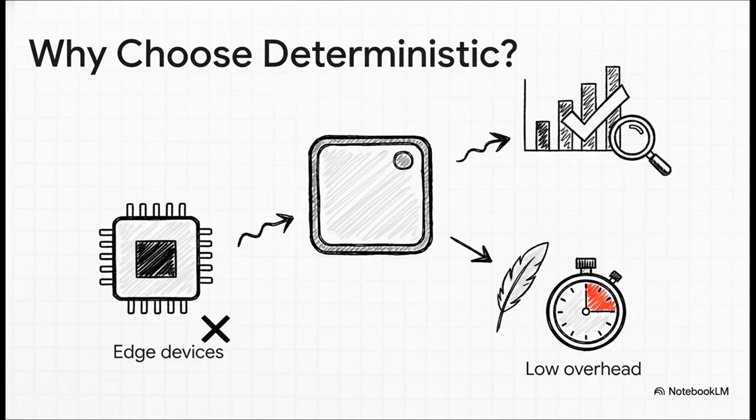So why would you reach for this glass box? Well, maybe you're in a field where you absolutely need to audit and reproduce your results perfectly, like in scientific research or finance. Or maybe you're building something for a device that has no internet and very little power. Or heck, maybe you just want a simple, fast baseline for text analysis without all the crazy overhead.